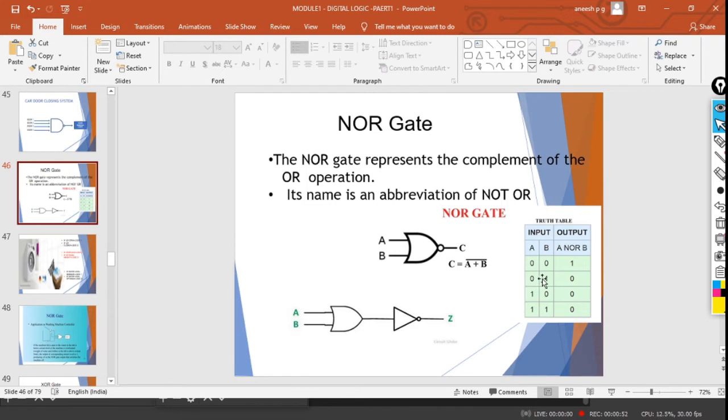This is the truth table of NOR gate. The output will be 1 if both the inputs are at 0. Here you can see that the output is 1 only when both the inputs are at 0. In all other cases, the output will be 0.